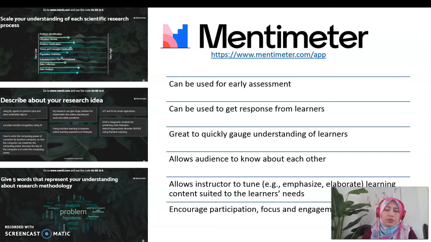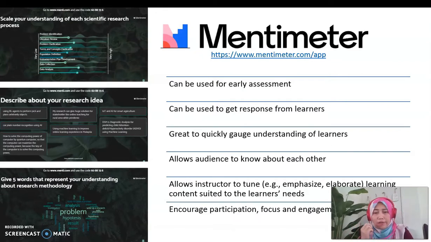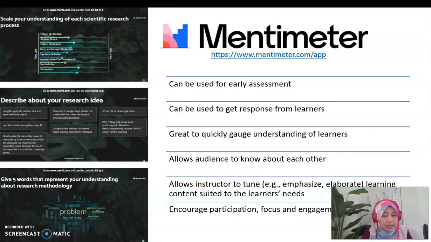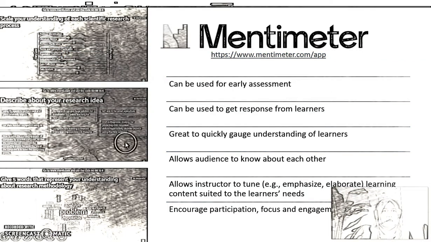The learners can also get to know each other based on what is being posted. And from what is posted by the learners, we as educators can use that to tune our teaching, such as to emphasize, elaborate, and maybe redo certain activities or revisit past teaching content. This addresses learner needs, and also makes sure that they are focused, highly engaged, and highly participative. On the left, you can see examples of activities that I have done.